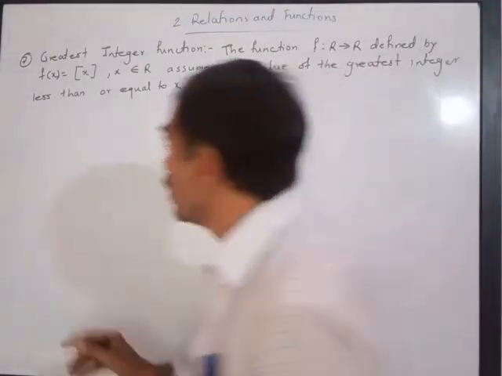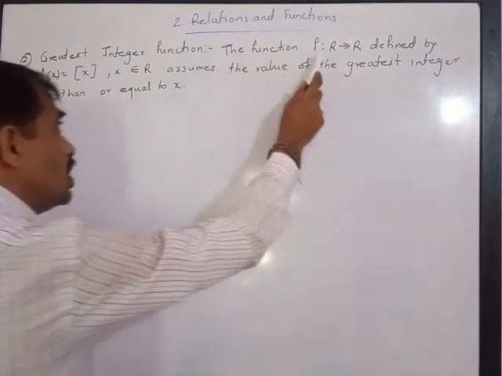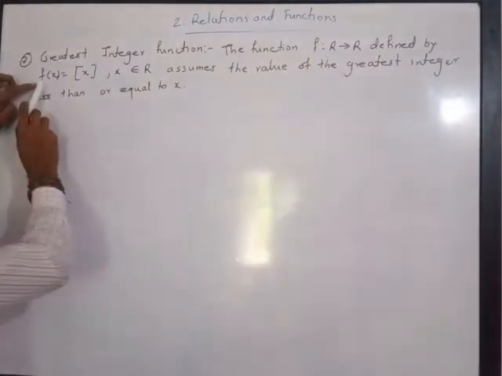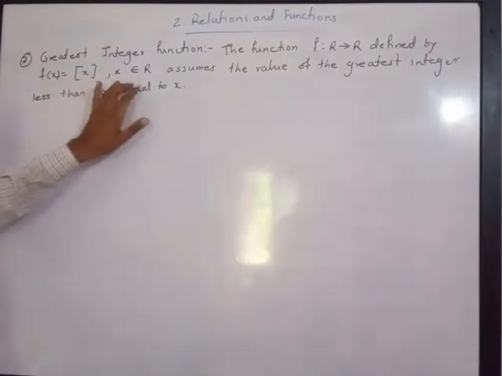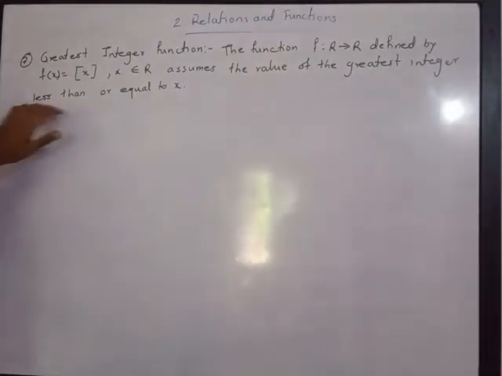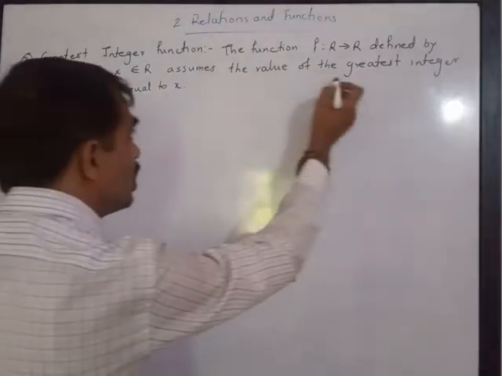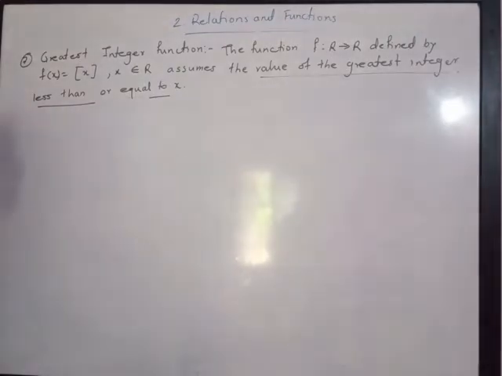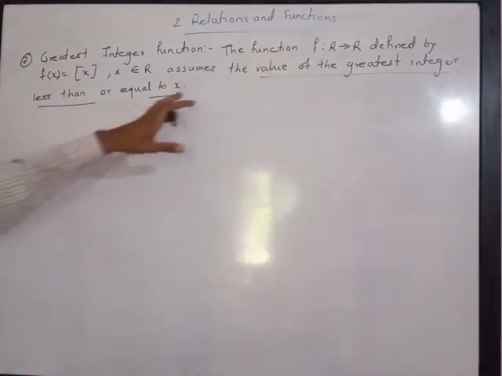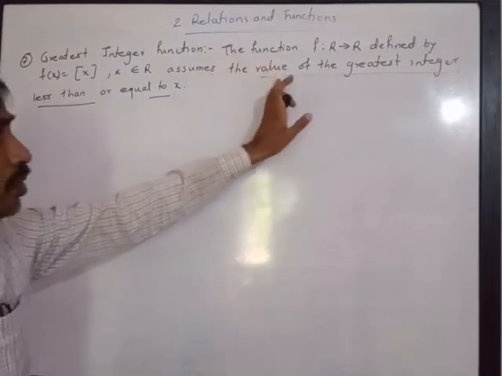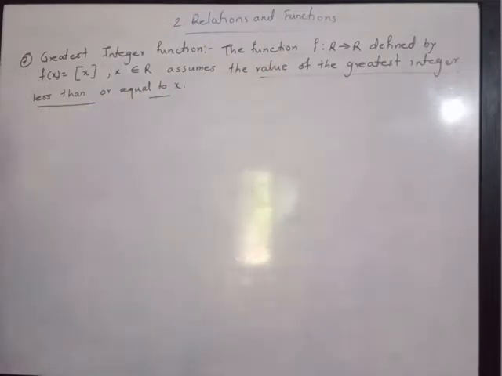What does this mean? Let us see. Now the function f defined from real numbers to real numbers, f of x is equal to square bracket x, where x is having all the real values, assumes the value of the greatest integer less than or equal to x. What does that mean? It means f of x is having the value of the greatest integer less than or equal to x.